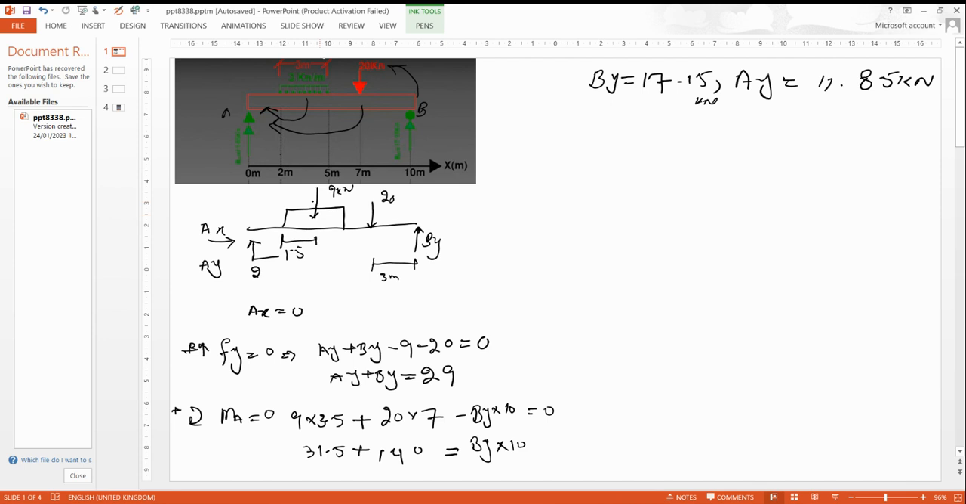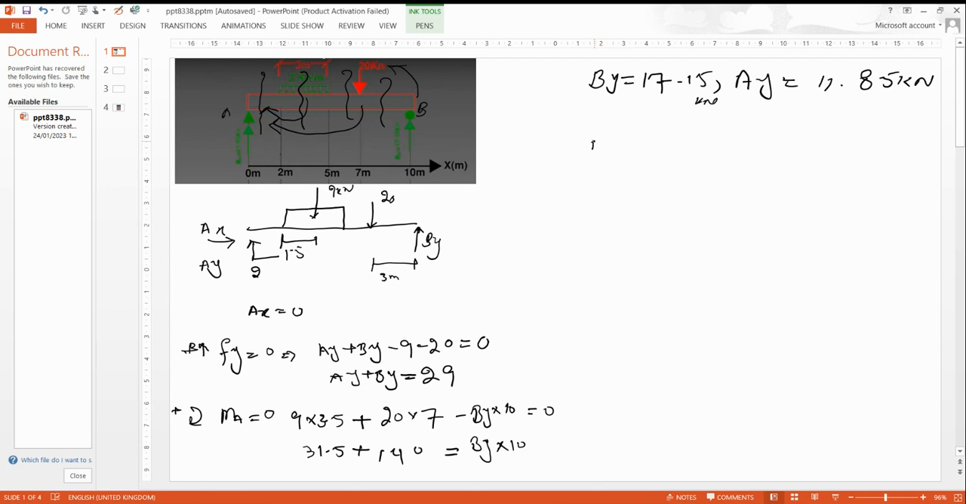Now cut the beam from the left side, so we will get the shear force and bending moment. Let me cut here, and here, and here, and here. Just 4 cuts, and you will get the answer.